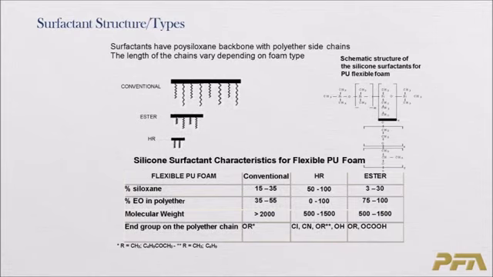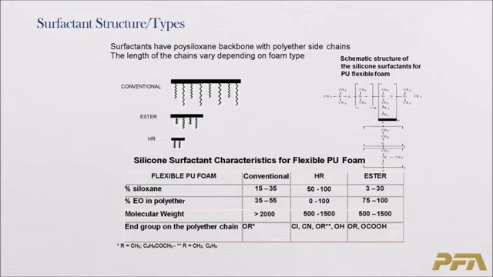Again, as I mentioned, there's a variety of different types out there. Basically, a surfactant is a polysiloxane backbone with polyether side chains. And you can see you can vary the length of that polysiloxane backbone, whether it's long or short, as well as the number and the length of those side chains.